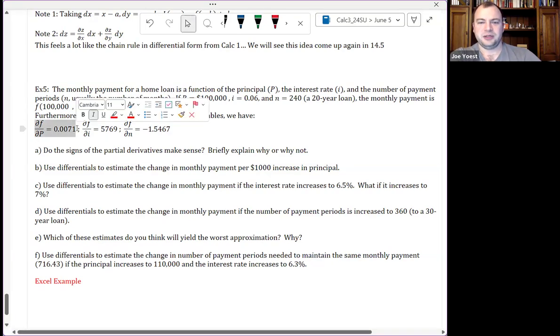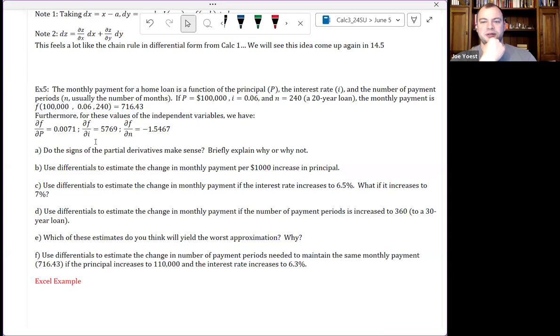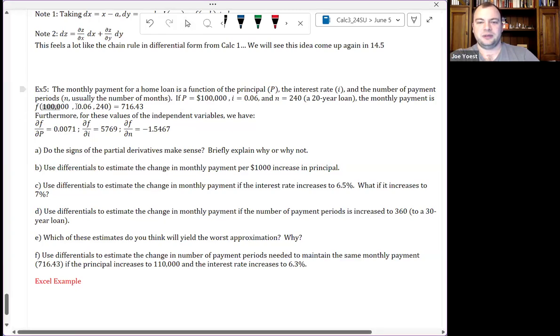But the partial of f with respect to p at this point is approximately 0.0071. The partial with respect to i is approximately 5,769. This number is multiplied by a very big number, which is why it's a small number. And this one is multiplied by a very small number, which is why it's a big number. And the partial of f with respect to n, the number of payment periods, is negative 1.5467 or so. So these are our partial derivatives at this point. These are the slopes of those tangent lines for those planes that are slicing through at this particular point.